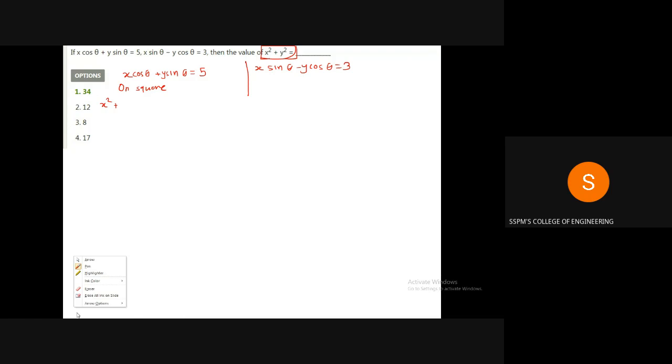Suppose this is a and this is b, and the bracket square is x square cos square theta, a square, plus 2ab, which means 2xy cos theta sin theta, plus the square of the second term, y square sin square theta.